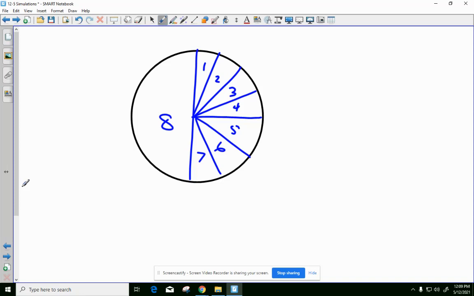No. Well, are they all the same? Do they all have the same chance of happening? No. Do I know which one's going to happen the most here? I've got a good feeling it's going to be an 8. But because they're not all the same, then theoretical is out the window. That's why the die is fine.